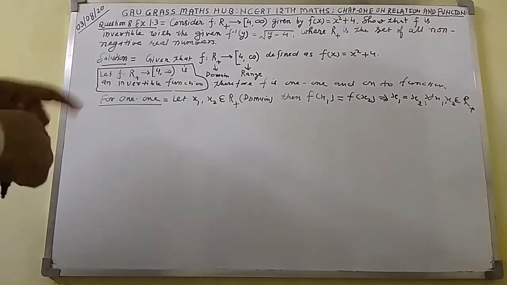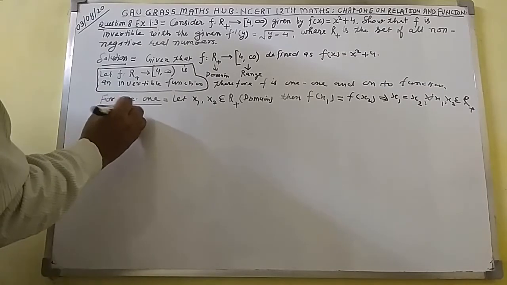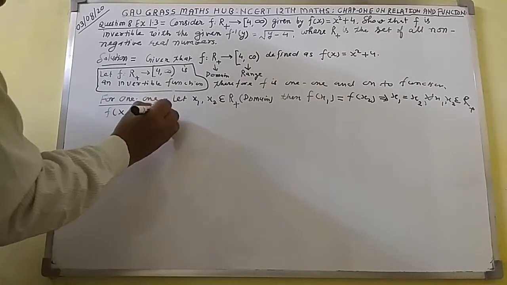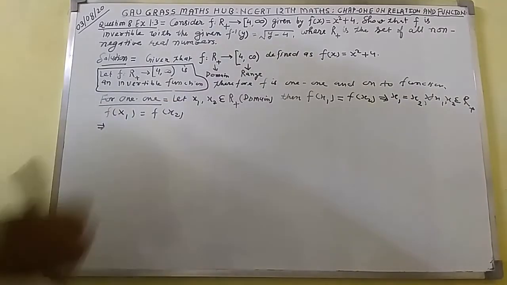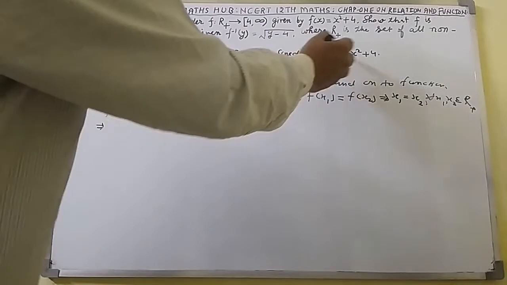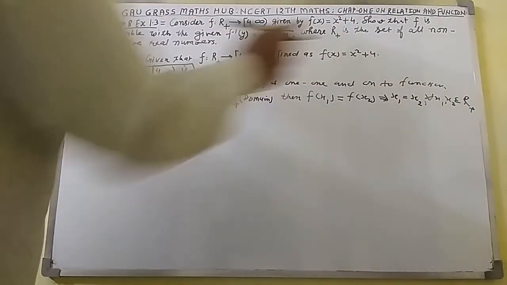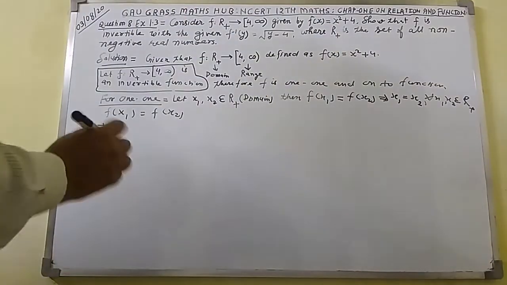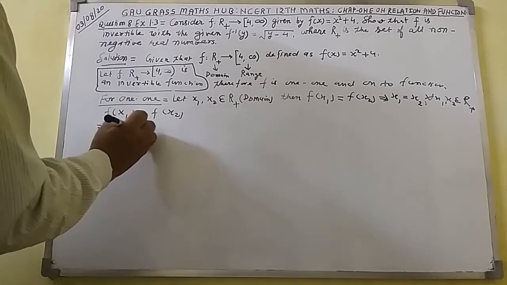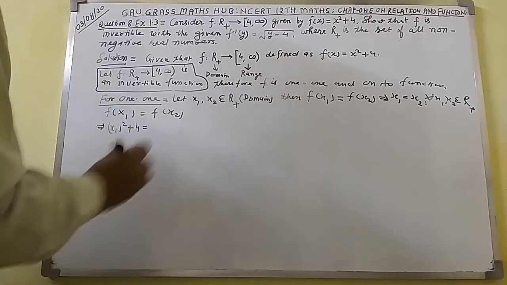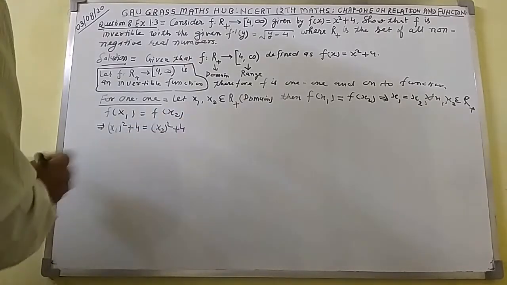Now I shall discuss: if f(x1) = f(x2), what will we do here? It implies, as f(x) = x² + 4, in place of x put x1. So we put x1² + 4 equal to x2² + 4. You put it like this.